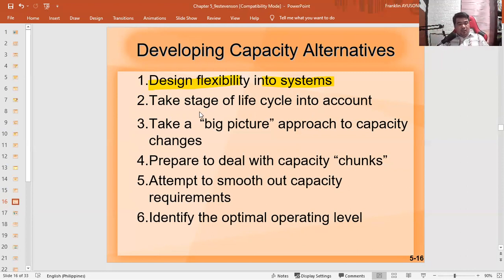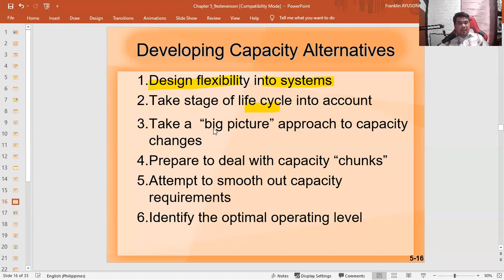Or take the stage of the product life cycle into account. So, asan na ba tayo? Nasa introduction pa ba tayo? Nasa growth pa ba? Or nag-mature na yung produkto and we expect it to decline? So again, it also talks about alternatives because obviously, if we see our demand, and vis-a-vis the product life cycle is still in the growth stage, then we expect growth in our demand. And that's also affecting our capacity.